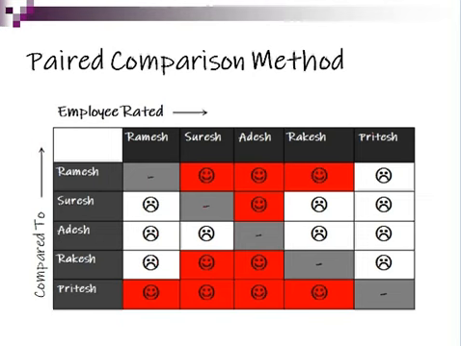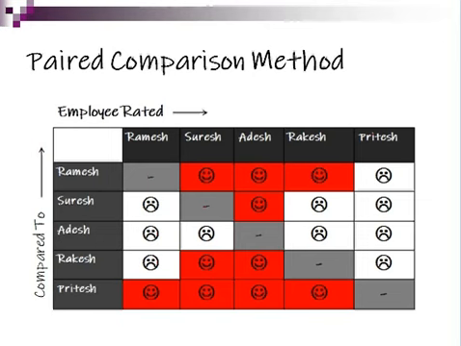So when Ramesh has been compared with Suresh, you can see that there is a sad smiley. That means Ramesh is not found to be better than Suresh. Then Ramesh in comparison to Adesh, definitely a sad smiley. So again it means that he is not better than Adesh. Again Ramesh and Rakesh, when compared, Ramesh is not better than Rakesh. But when Ramesh has been compared with Pritesh, then Ramesh is found to be better than Pritesh, because you can see that there is a happy smiley there. So in this way, this is a pictorial way of putting up the paired comparison method.